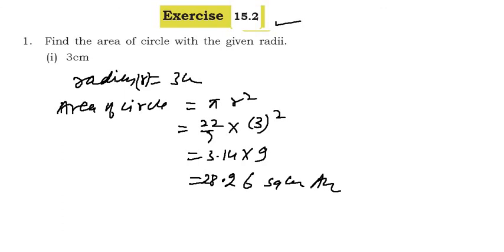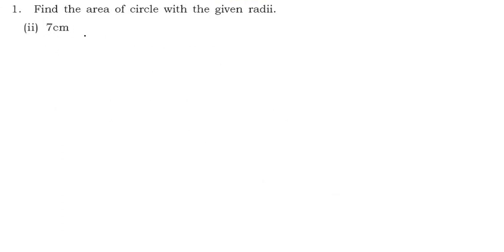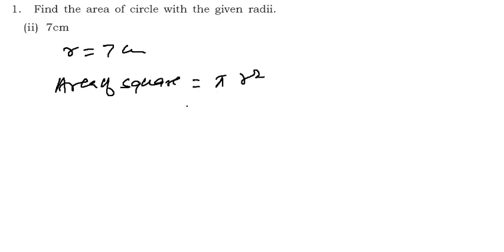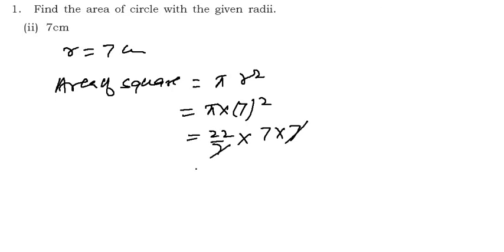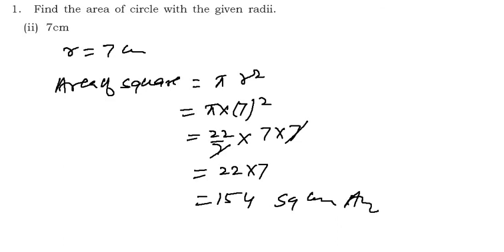Now come to the next one. The radius is given as 7 centimeters. So area of circle is pi r square. Put the value, pi and r is given as 7. So 7 square. So pi is 22/7, here is 7 into 7. 7 will be cancelled out. So we get 22 into 7. 7 2s are 14 and 7 2s are 14 and 1, 15, and it is square centimeter and that will be your answer.